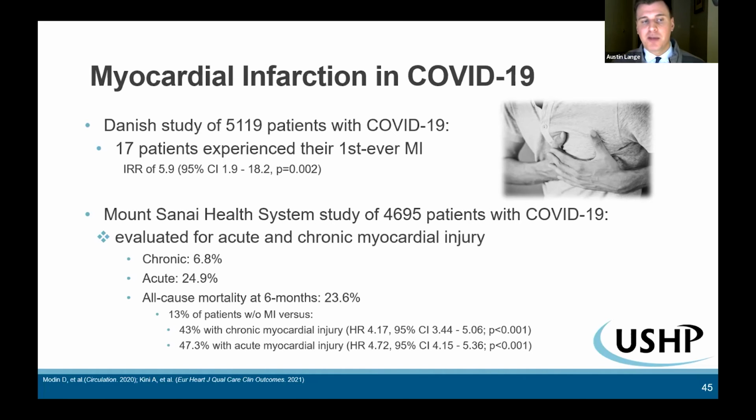13% of those patients without MI, so much lower in a non-MI population, versus 43% with a chronic MI and 47% with somebody with an acute MI. So we have to appropriately address these patients up front to make sure that we're trying to prevent this kind of serious mortality associated with MI.